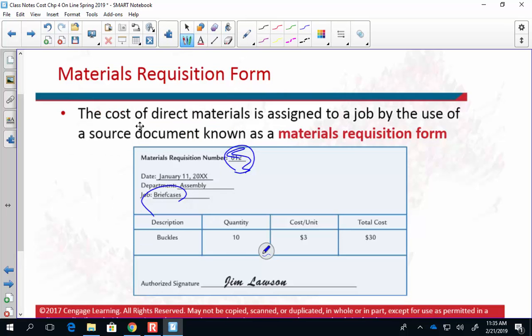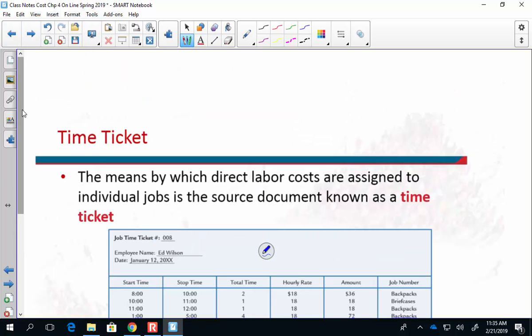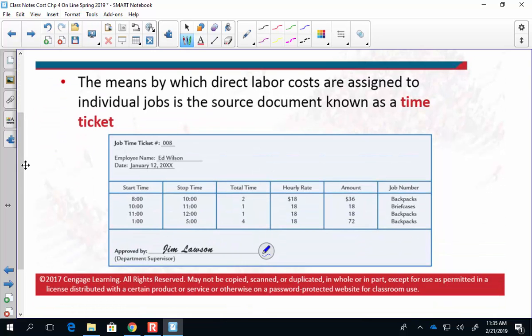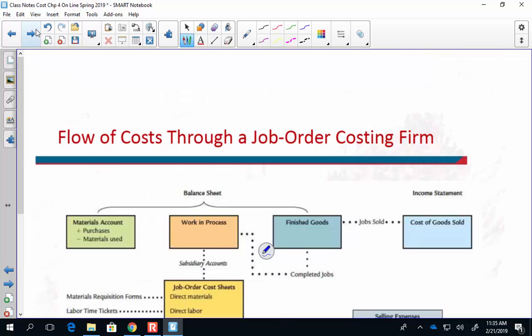So the material requisition form actually tells everyone what job it goes to, and then that makes the entry into work in process for that job. And then the time ticket will record the labor for that particular job, and that's the source document for that entry again into work in process.